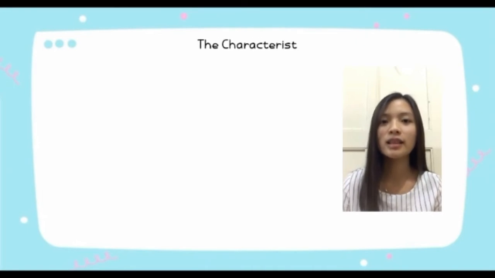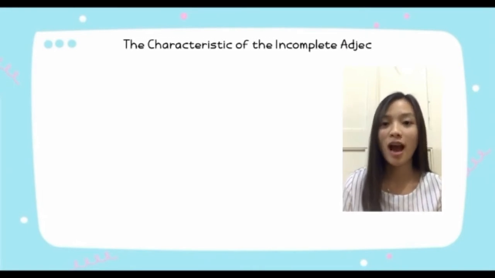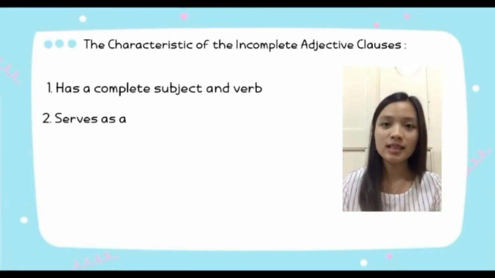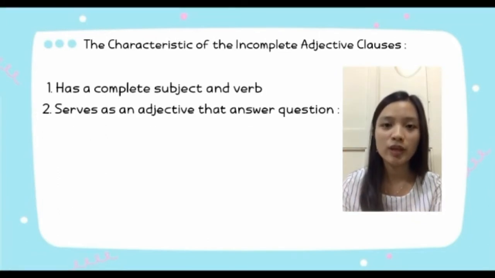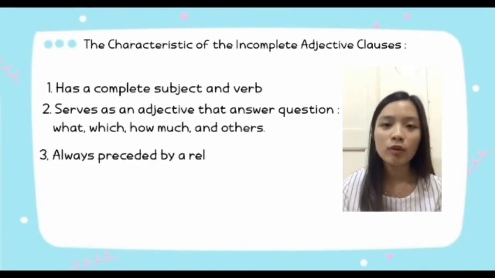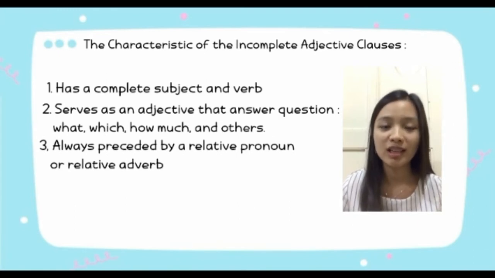The characteristics of the incomplete adjective clause are: first, it has a complete subject and verb. Second, it serves as an adjective that answers the questions what, which, how much, and others. Third, it is always preceded by a relative pronoun or relative adverb.